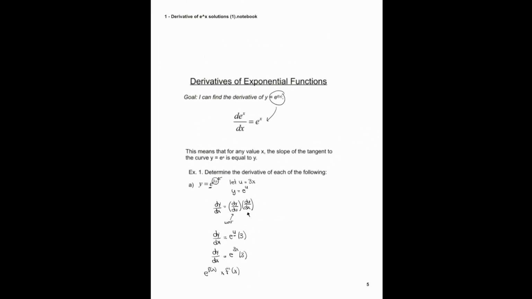We're going to take a look at another example, another couple of examples here in a second.